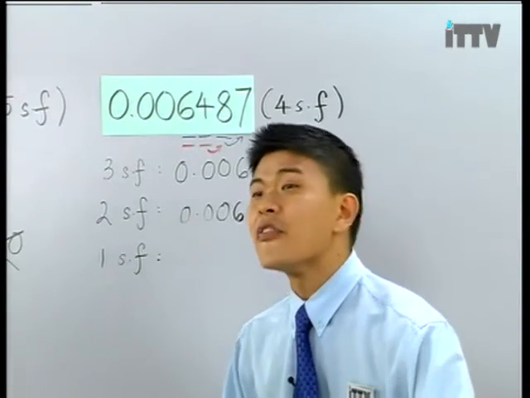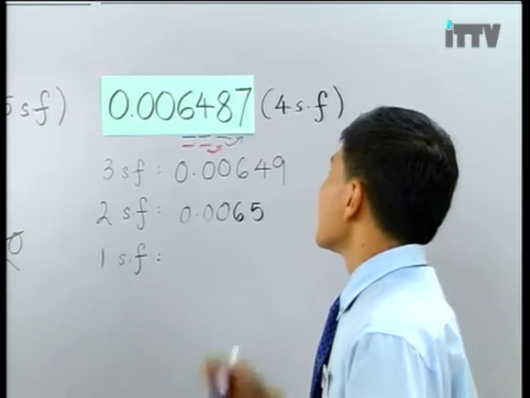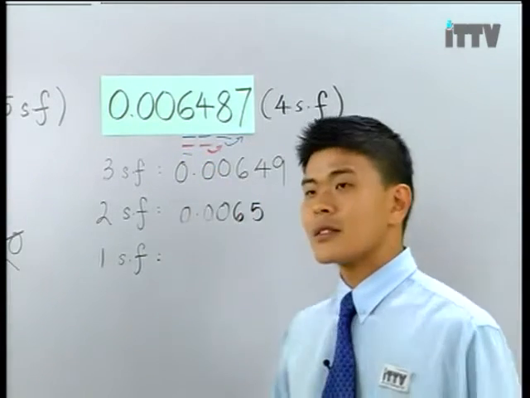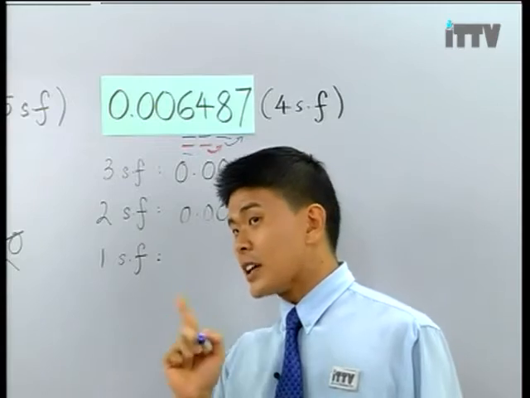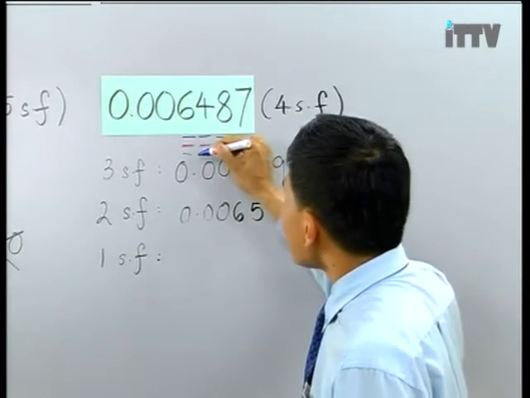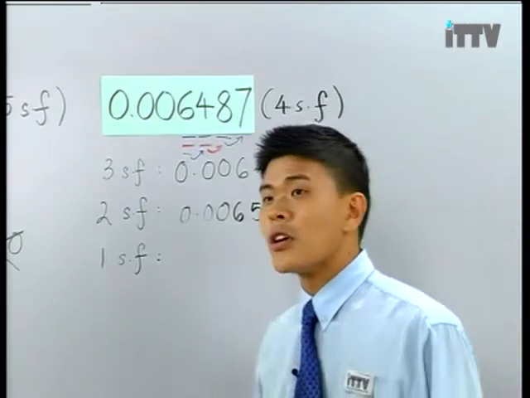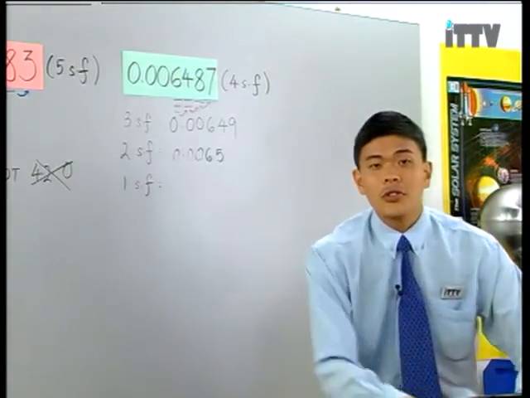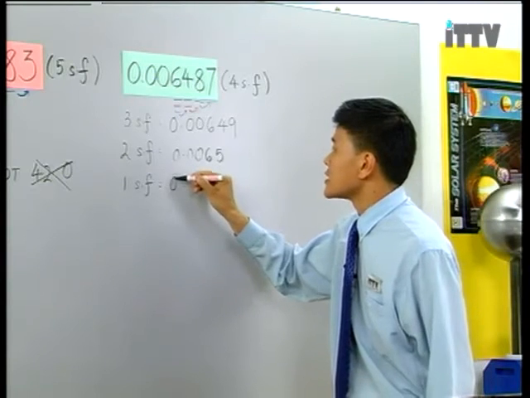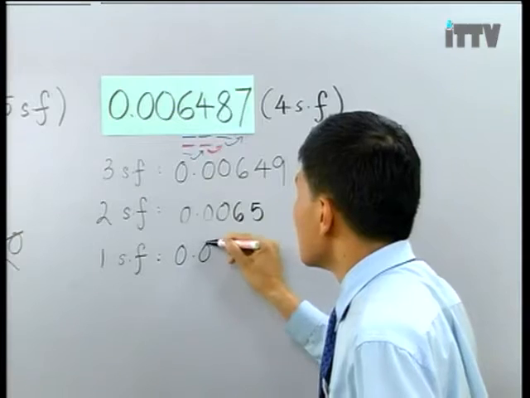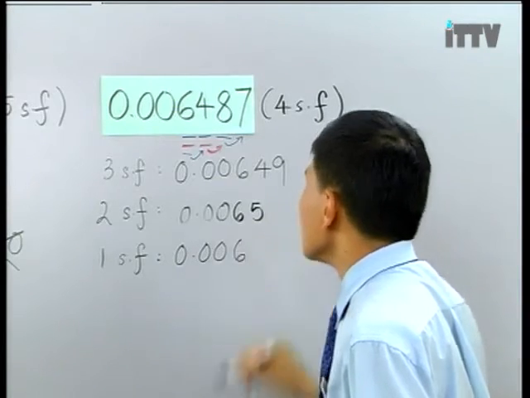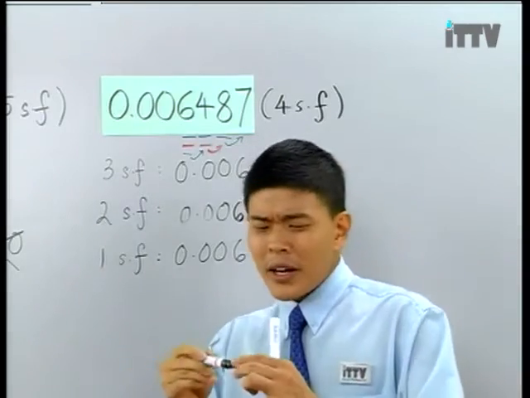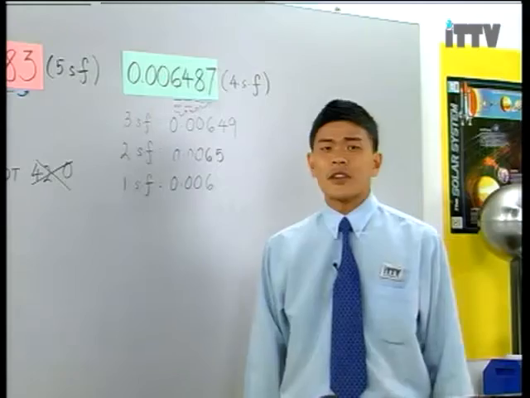Alright, and to 1 significant figure, underline only the first significant figure, starting from the left. And look at the next one. Is it more or less than 5? 4 is less than 5, we do not add. So the level of accuracy of 1 significant figure will be 0.006.